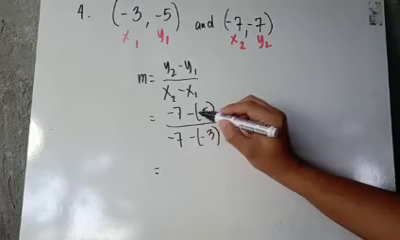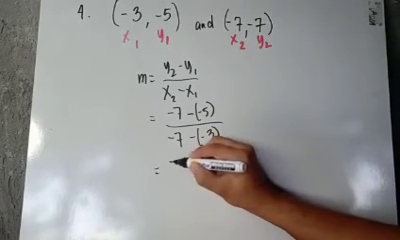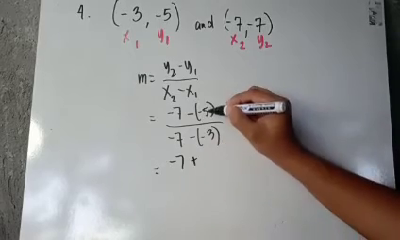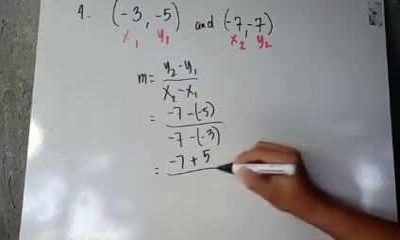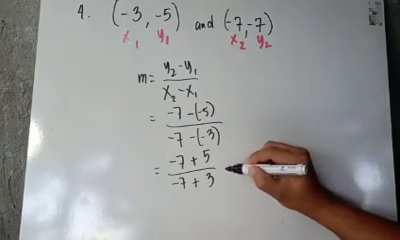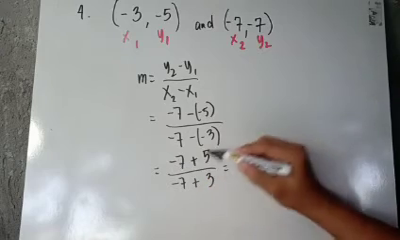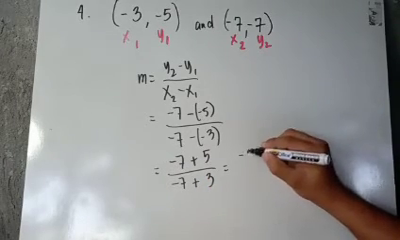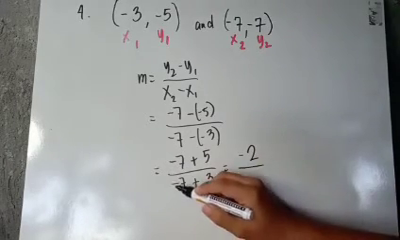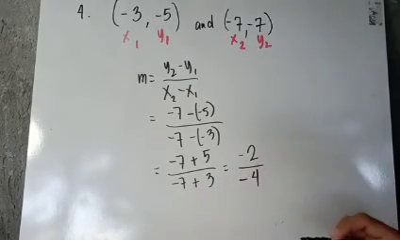And then, change sign tayo. So, negative 7 minus negative 5. So, magiging ano siya? Negative 7 plus positive 5. Ayan. All over, negative 7 plus positive 3. Ayan. And then, we have negative 7 plus 5. That is negative 2. And then, negative 7 plus 3. That is negative 4. Okay?